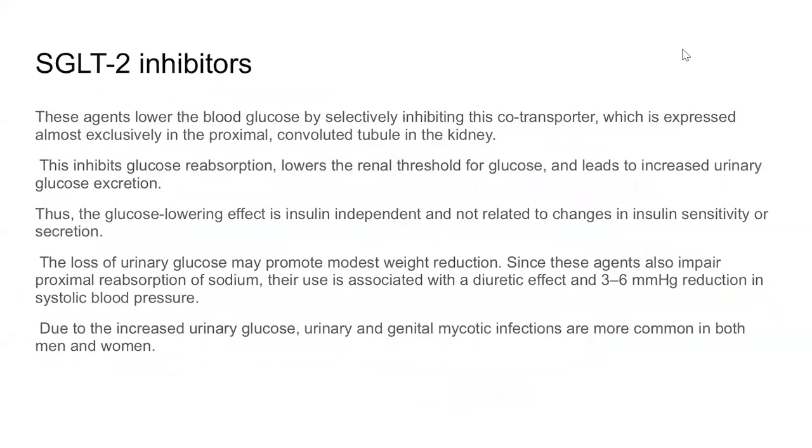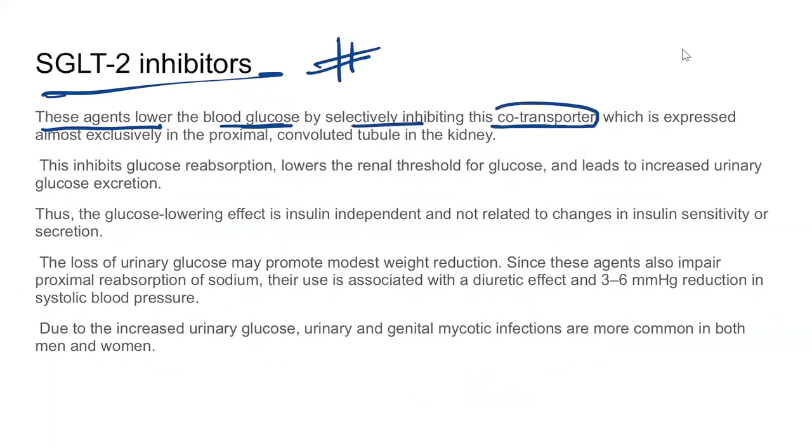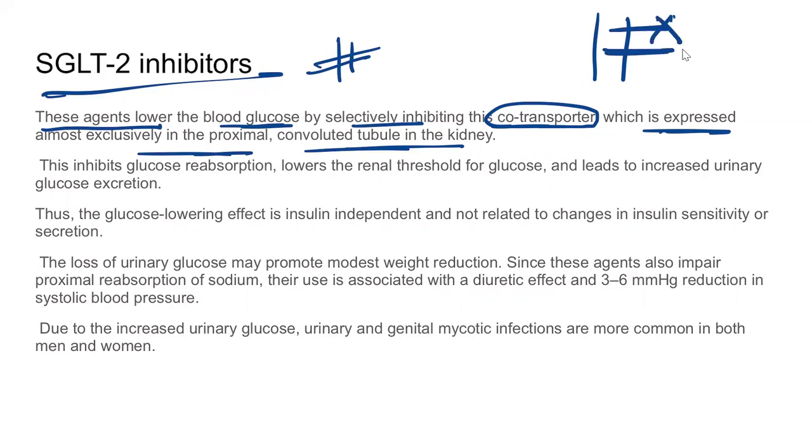Then another class of drug in this group is SGLT2 inhibitors, and they are a wonderful class of drugs. They have emerged as a very good treatment. So basically what they do is they lower the blood glucose by selectively inhibiting the SGLT2 transporter, which is expressed in the proximal convoluted tubule of the kidney. Now suppose this is the proximal convoluted tubule and we have the sodium and glucose transporter here. So suppose we inhibit this.